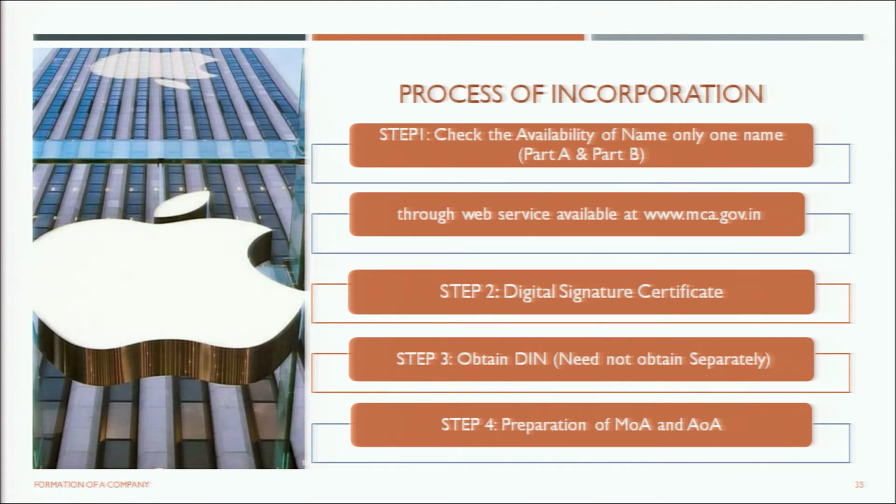Third step is to obtain a director's identification number. If your directors do not already have a director's identification number, they must obtain one. But now, because the process has been integrated in the SPICe Plus form, a person need not apply independently to obtain a director's identification number. This can be done through the SPICe Plus form.